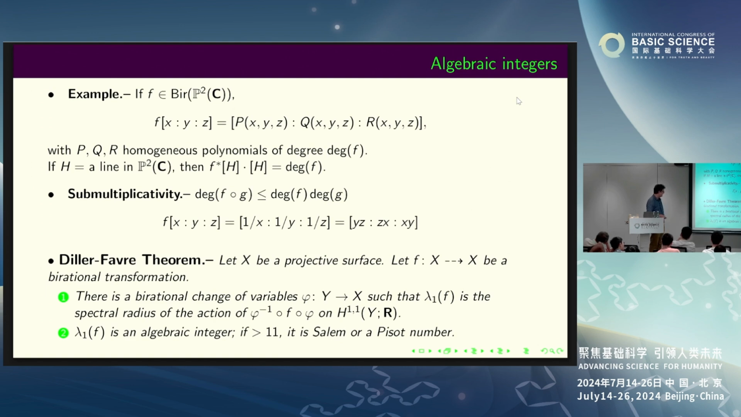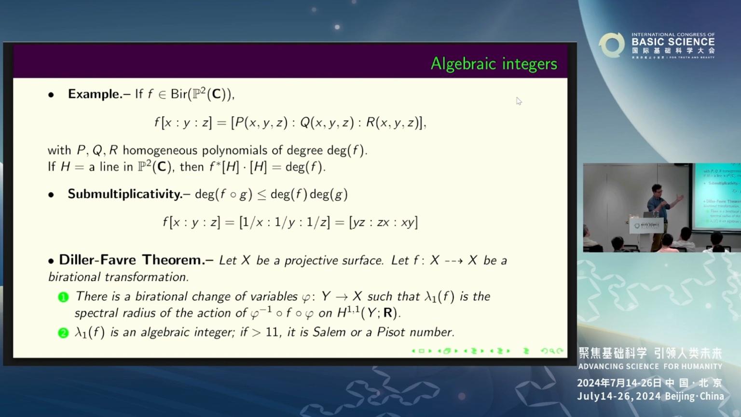But in any case, lambda 1 of f with this construction is an algebraic integer, and if it is larger than 1, not equal to 1, then it has to be a Salem number. This is what we observed for automorphisms, or a Pisot number, okay?